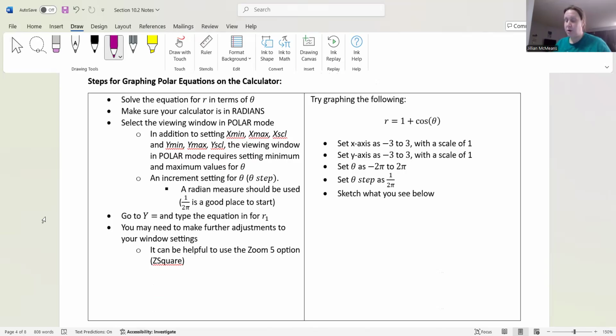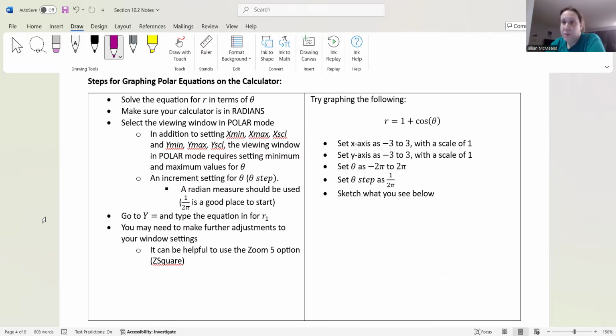So you want to make sure your equation is solved for r. Make sure your calculator is in radians mode. And then while you're checking radians mode, you do need to put your calculator in polar mode. Okay, so I'll show you how to do all of this.